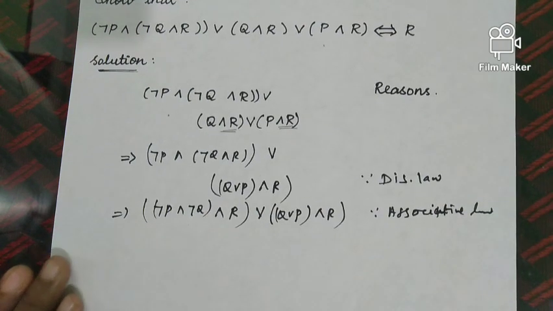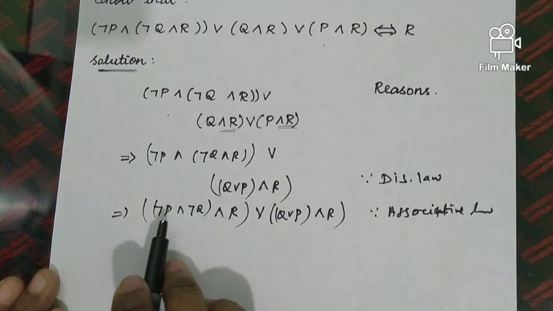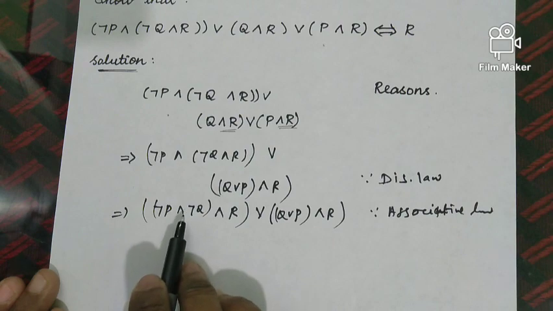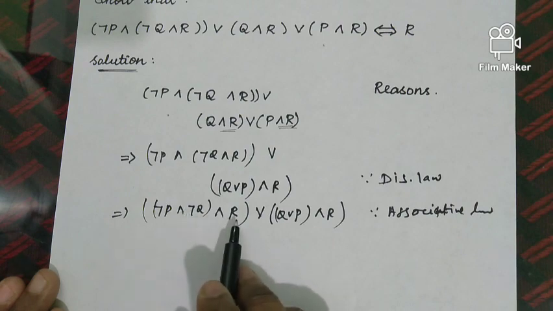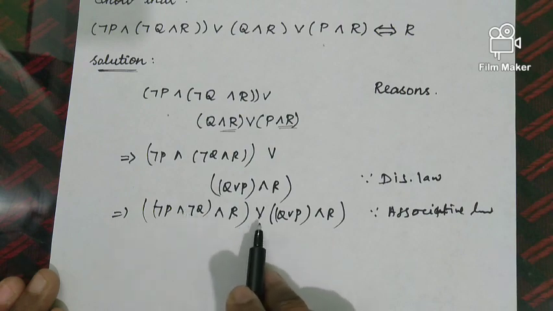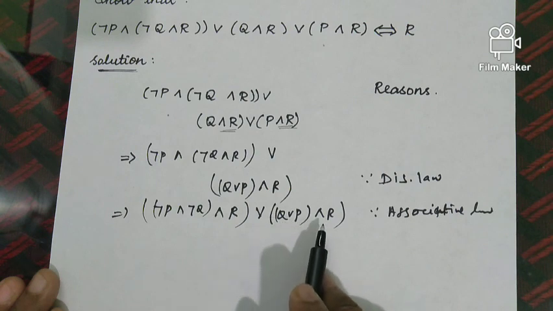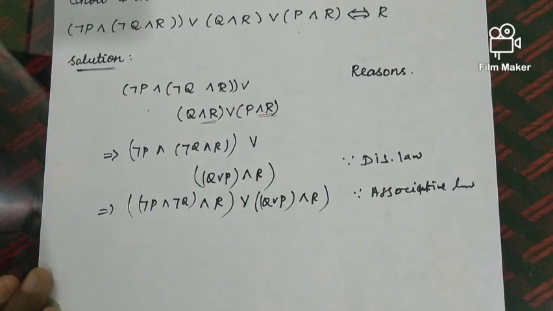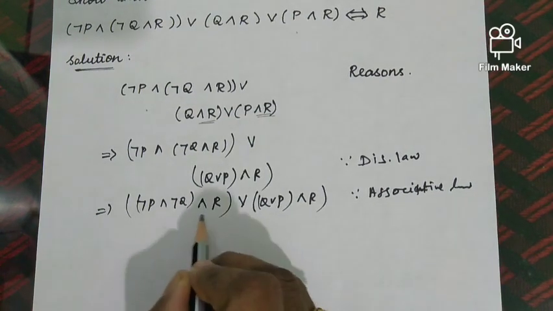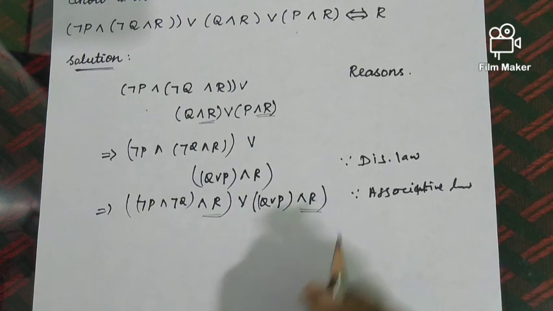Now look at these two. In these two also, negation P and negation Q and R. Here R, Q or P and R is there. So in this case also, look at this one. Here also, in the first term again we are having and R, and here is also and R.